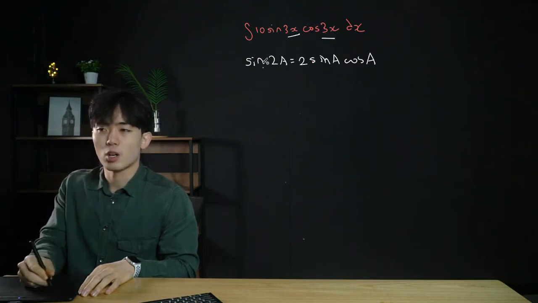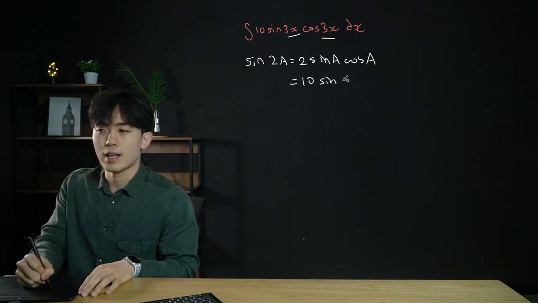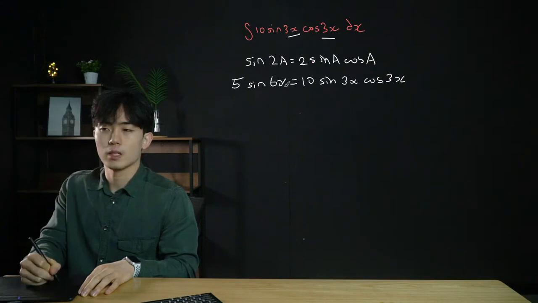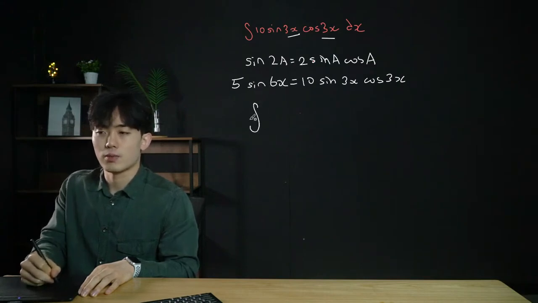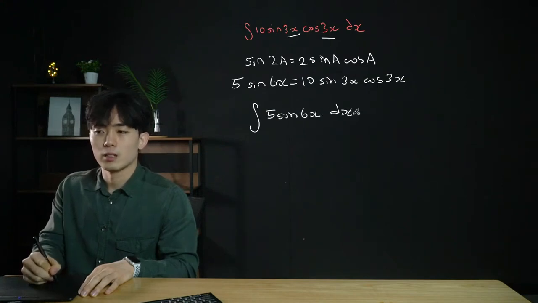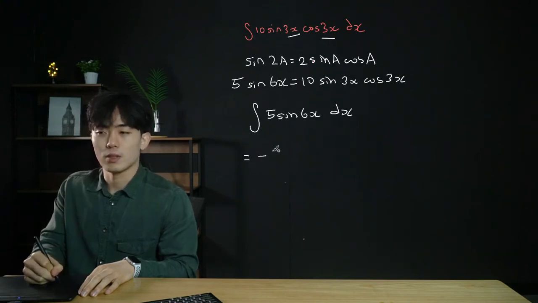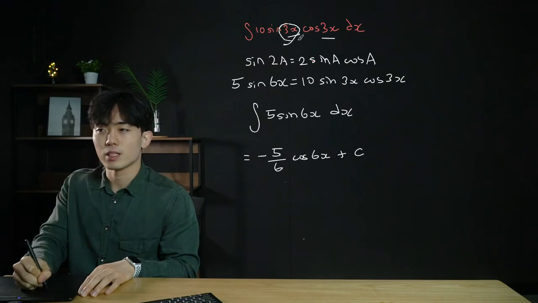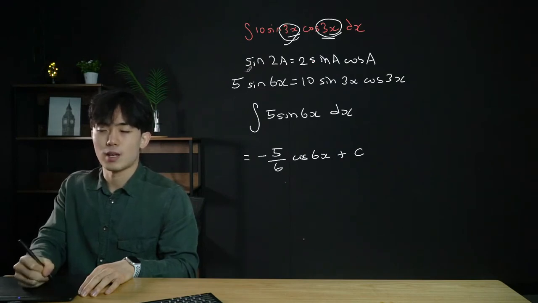So we can rewrite 10 sine 3x cos 3x as equivalent to 5 sine 6x. We can simply integrate 5 sine 6x. Integrating sine, we get minus cos, so we're left with minus 5 over 6 cos 6x plus c. So when the angles are the same, 3x, 3x, we can use the sine 2a formula.